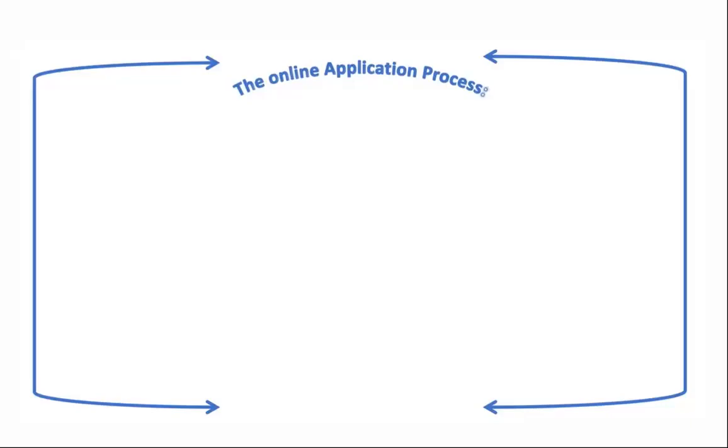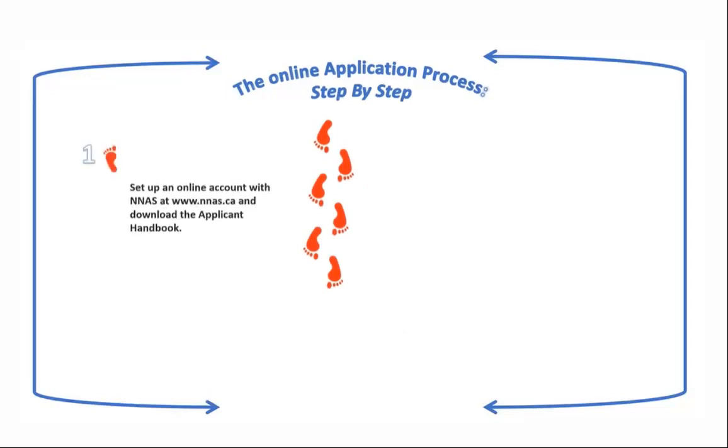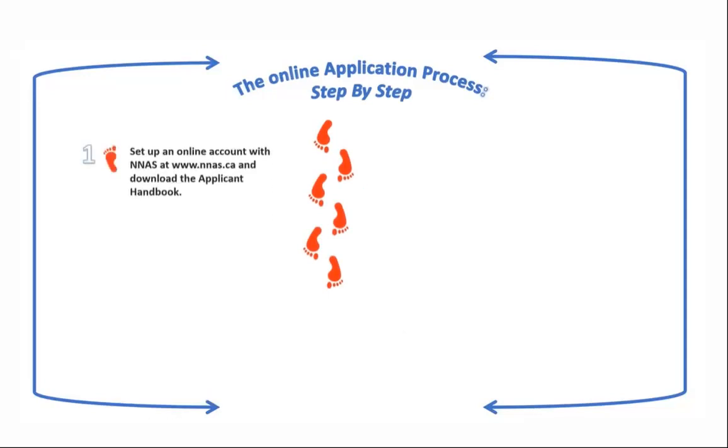Process off. So right now we'll just take a look at the overall online application process step by step. So step one is that you're going to set up your online account with NNAS at www.nnas.ca, and you are going to download the applicant handbook.